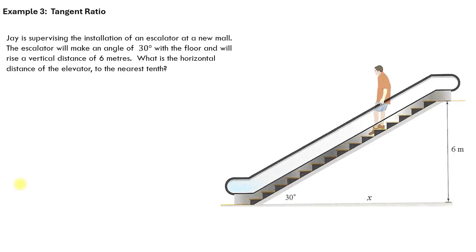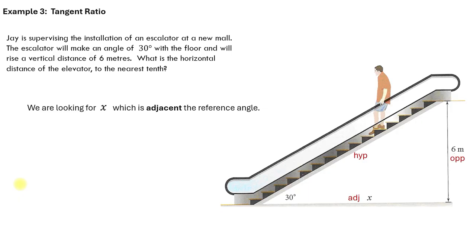Jay is supervising the installation of an escalator at a new mall. The escalator will make an angle of 30 degrees with the floor and will rise a vertical distance of 6 meters. What is the horizontal distance of the escalator to the nearest tenth? Well, our reference angle is 30 degrees, so we can use this to label our various sides.